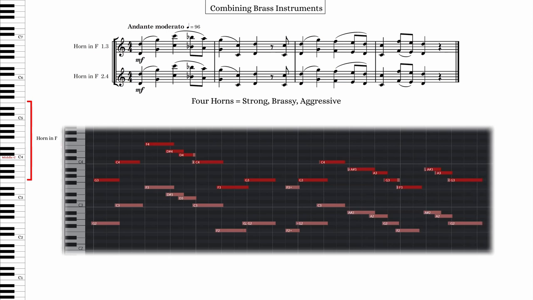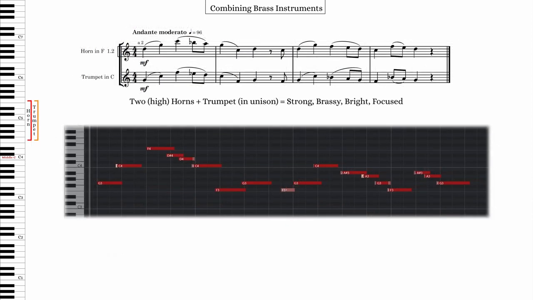If you're going for a powerful sound, which is often the case when writing for two horns in this register, then perhaps just using the two high horns plus a trumpet in unison would be better. The trumpet will be in a great part of its range and will add the clarity, power, and bright brassy timbre to the horns.